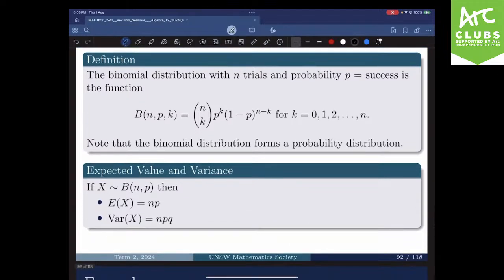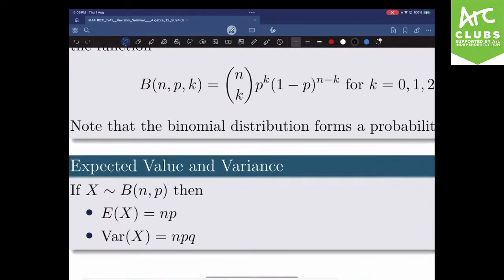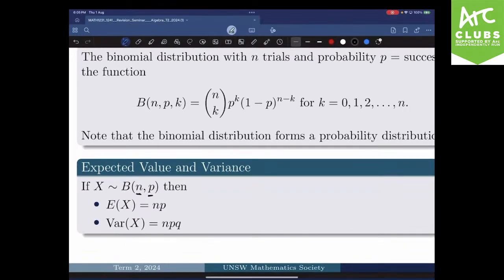Expected value and variance. If X is a binomial distribution with n trials and probability p of success, that's just what it means. The first value is always the number of trials, and the second value gives you the probability of success. When you see that, that's what it means. And we know there are formulas for expected value and variance. My expected value should just be my number of trials times my probability of success. That should be easy to understand. Variance is npq, which is also equal to np times 1 minus p.